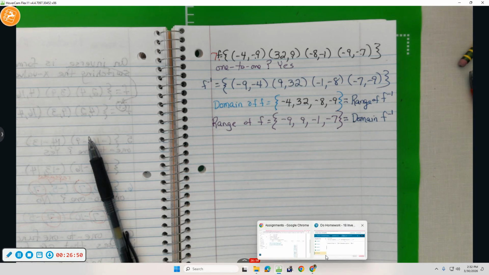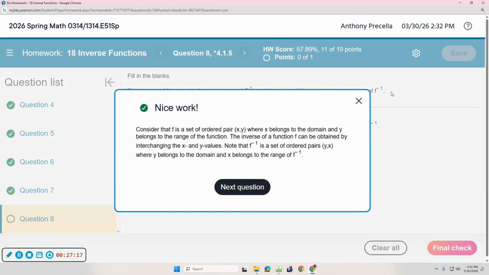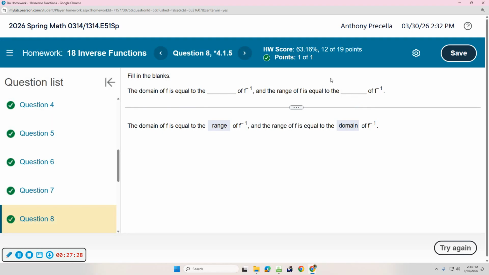Now look at what number 8 says. The domain of f is equal to the blank of f inverse. Which one am I choosing? The range. In other words, x became a y. The range is equal to the domain. The y became an x. And that should be obvious because of the way you're creating the inverse: you're swapping the x and the y. The domain became the range, and the range became the domain.